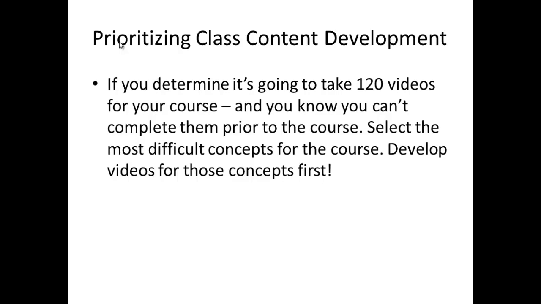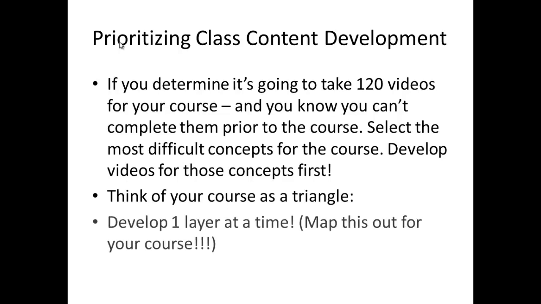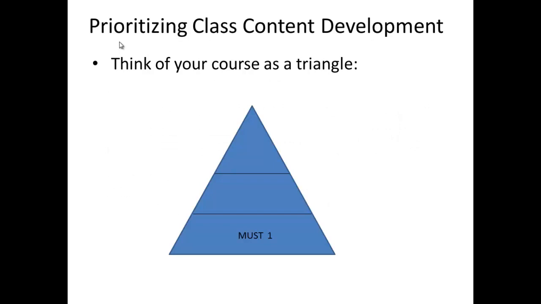You obviously can't create 120 videos in one shot. So what you want to do is select the most difficult concepts for the entire course and create the videos for those concepts first. And then think of your class as a triangle and map out your course one layer at a time. Your most difficult concepts are the musts. I must have these videos created, and get those created for the year. Then work on creating the next most difficult concepts, and then finally the concepts that students could live without.